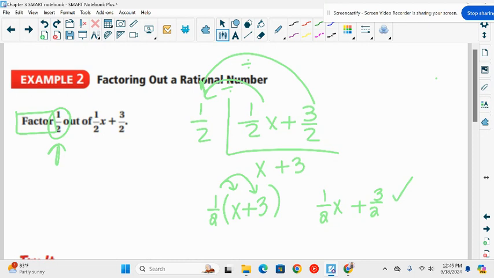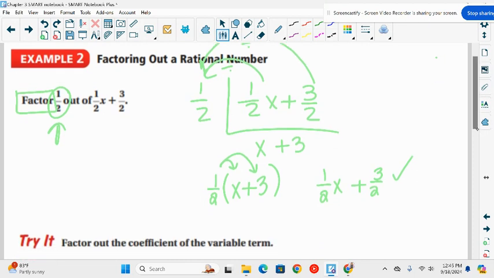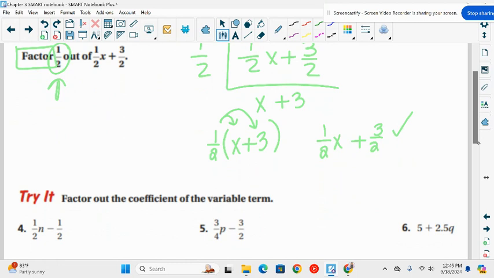If you look at the directions under the try it, it tells you to factor out the coefficient. This is why your vocabulary is important. Because if you didn't know what the word coefficient means, would you know how to do this problem? No. What is the coefficient in number 4? It's 1/2. But how do I know what the coefficient is? It's next to the variable. It's what's being multiplied, right?